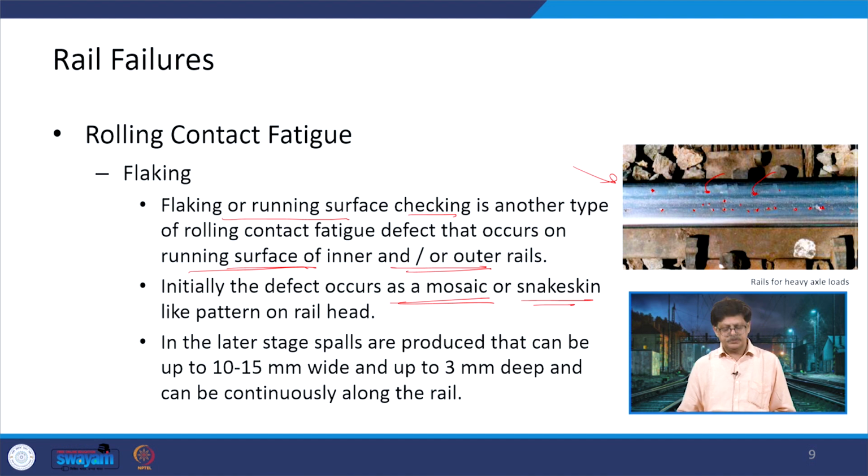So, in the later stage spalls are produced that can be up to 10 to 15 mm wide and up to 3 mm deep, and it may continuously be moving along the rail section. So, now the size is increasing. Initially it may be very small, but 10 to 15 mm wide and 3 mm deep becomes a reasonable size and may cause issues in terms of the movement of the train on top of it, where again because of the air pockets in these particular depressions, there will be a noise created out of that.